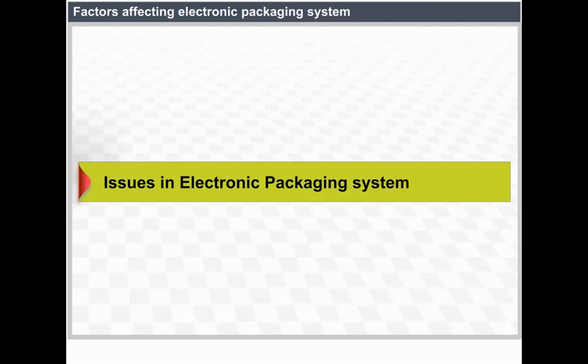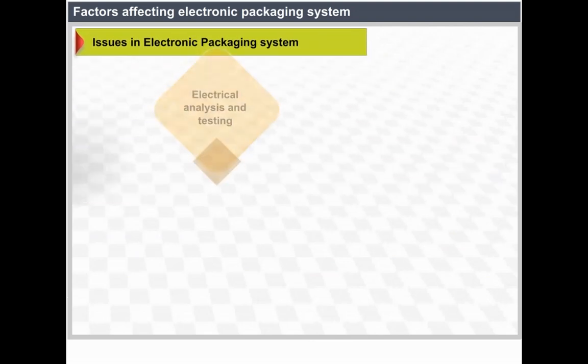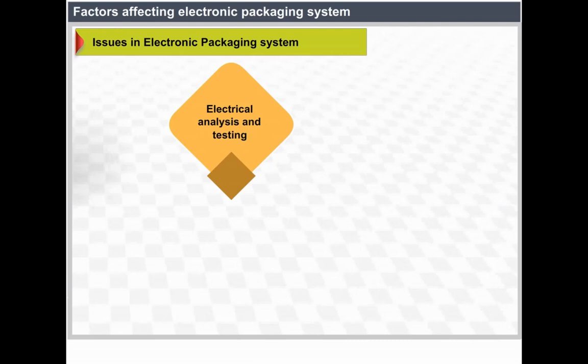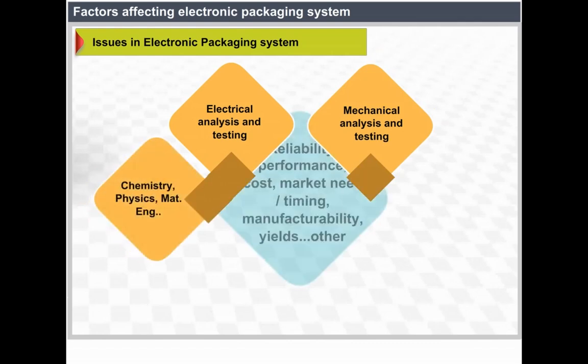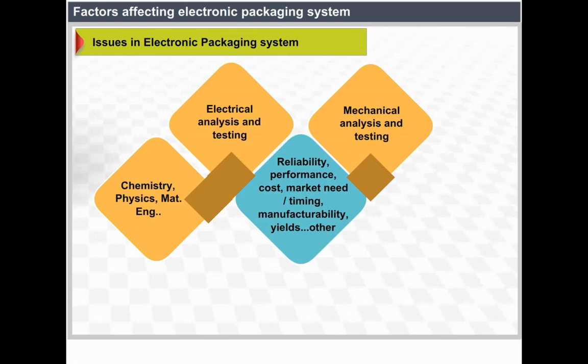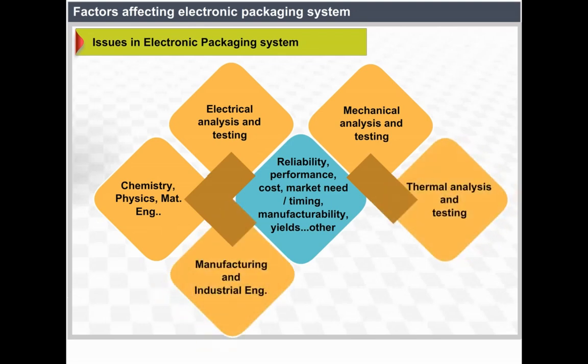Issues in electronic packaging system: electrical analysis and testing, mechanical analysis and testing, chemistry, physics, mathematics, engineering, reliability, performance, cost, market, need or timing, manufacturability, fields, others, thermal analysis and testing, manufacturing and industrial engineering, market analysis.